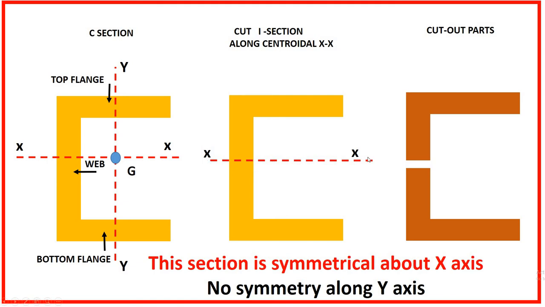Now let us cut the section along XX. Now these two are cutout parts. Now tell me, is it symmetrical about x? Yes, because these two parts are mirror image of each other. That's why this section is symmetrical about x.